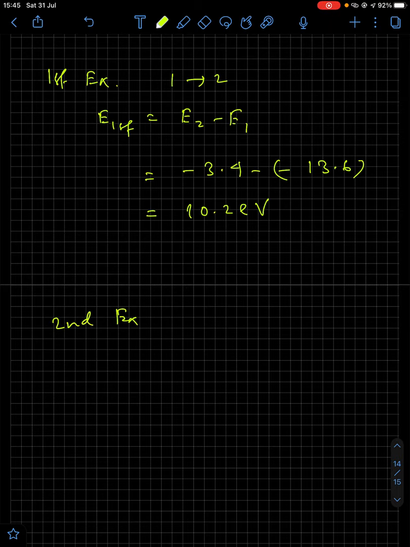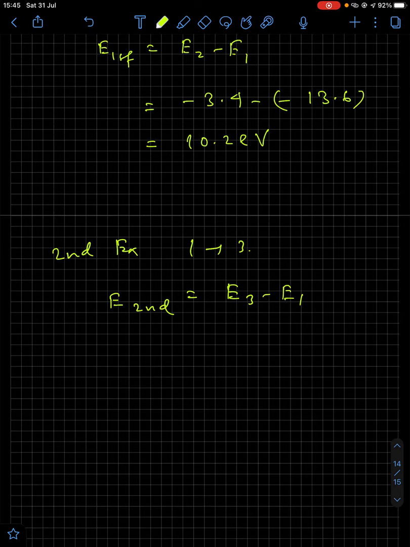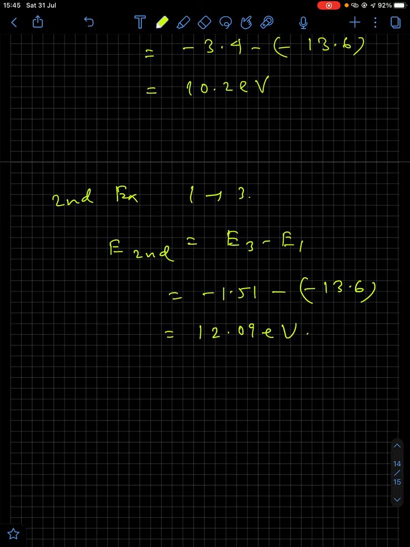Now you have the second excited state. What do you call the second excited state? When the electron jumps from 1 to 3. In that case, E second is E3 minus E1. E3 value is minus 1.51, minus E1 value of minus 13.6. This gives you 12.09 electron volt. So when you supply 12.09 electron volt of energy to an electron in the ground state of a hydrogen atom, the electron will jump to n equal to 3. Similarly, you can calculate the third excitation, fourth excitation, and so on.